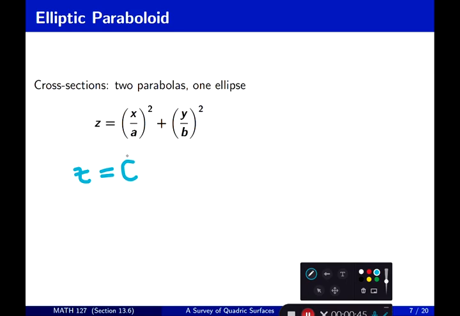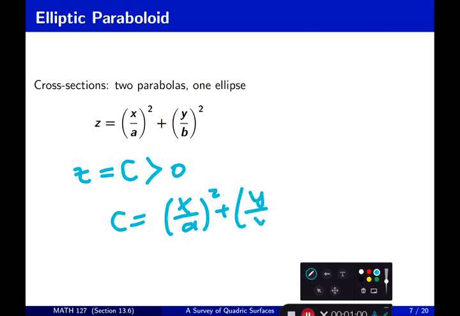c cannot be less than 0. So let's say c is bigger than 0, and find all the cross sections. The cross sections will look like this. These types of cross sections are going to be parabolas and ellipses.